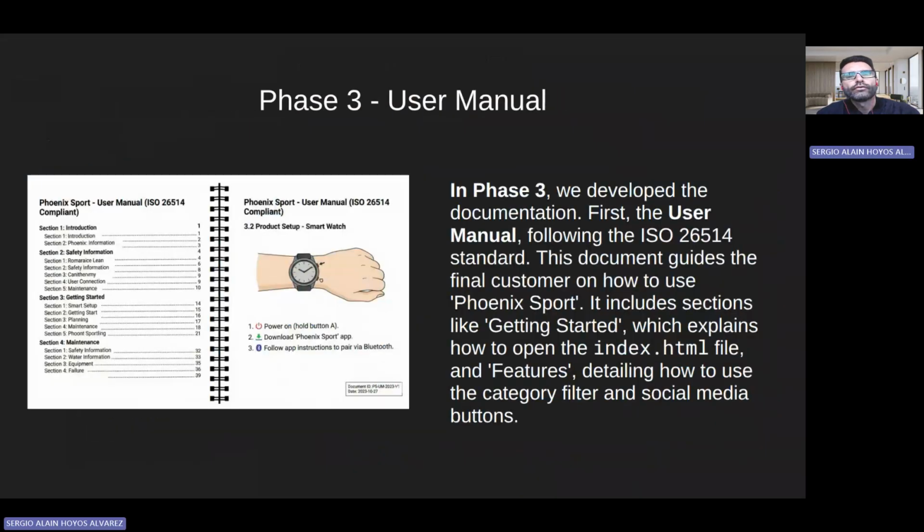We are going to Phase 3, User Manual. In Phase 3, we developed the documentation. First, the user manual, following the ISO 26514 standard. This document guides the final customer on how to use the Phoenix Export. It includes sections like Getting Started, which explains how to open the index HTML file, and features detailing how to use the category filter and social media buttons.